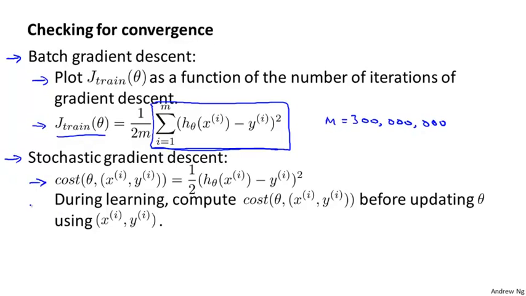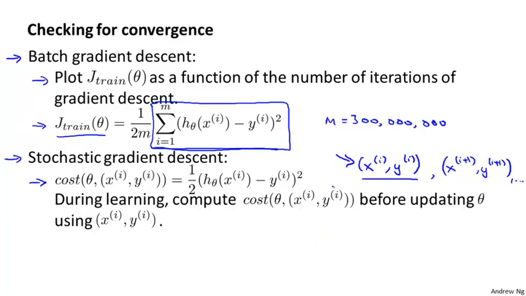Let's take the definition of the cost that we had previously. So the cost of the parameter theta with respect to a single training example is just 1/2 of the squared error on that training example. Then while stochastic gradient descent is learning, right before we train on a specific example, so in stochastic gradient descent, we're going to look at the examples (xi, yi) in order, and then take a little update with respect to this example, and then go on to the next example, (xi+1, yi+1), and so on. That's what stochastic gradient descent does.